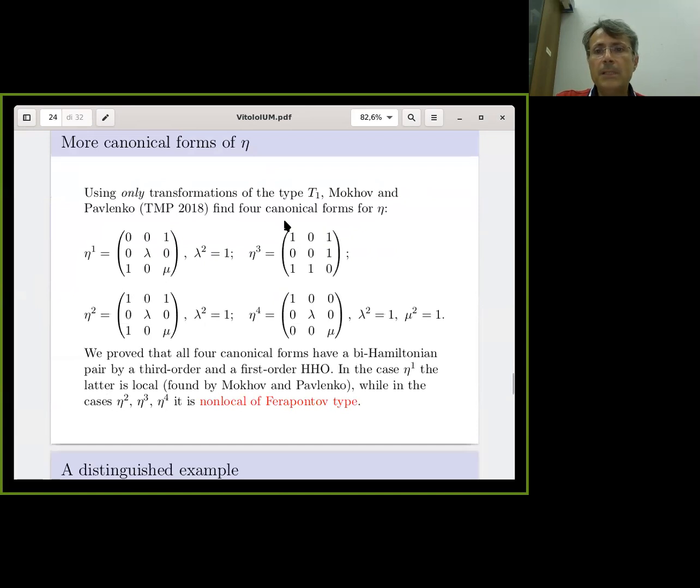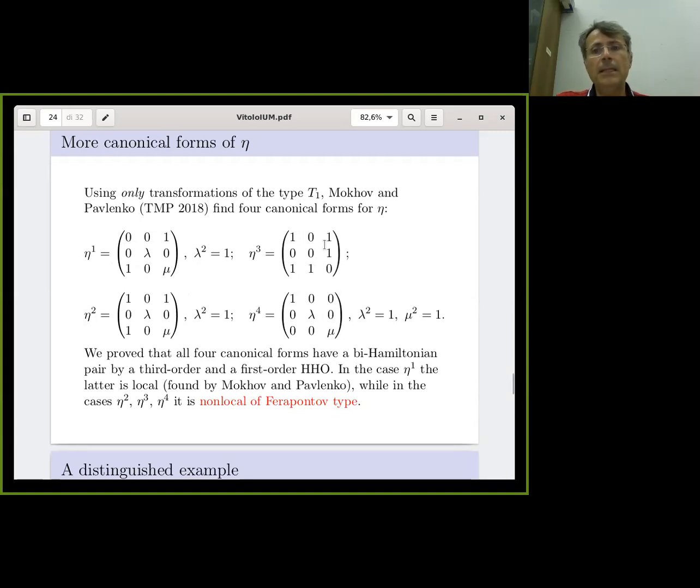And then what happens is that they found 4 canonical forms. And in all these four canonical forms, we found a bi-Hamiltonian pair of the type that we specified. But Mokhov and Pavlenko already found that eta1 is the only canonical form that has a first order local operator. They found the operator for the canonical form eta1. But then what we found is, okay, a third order operator for this, and it is quite easy, but also for eta3, eta2, and eta4, a third order operator.